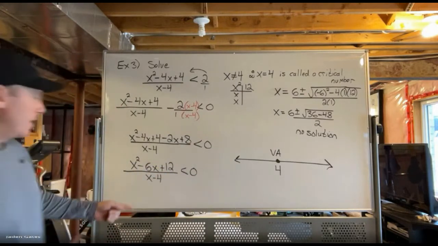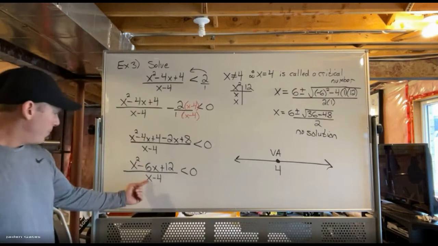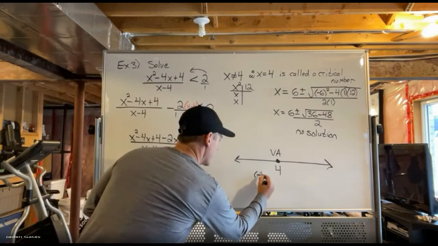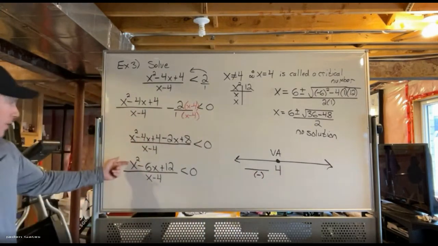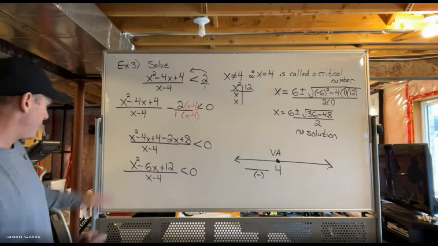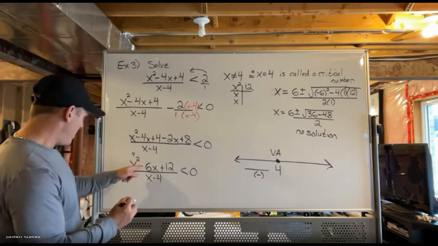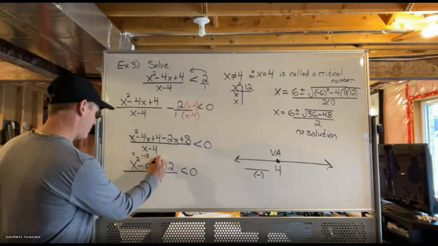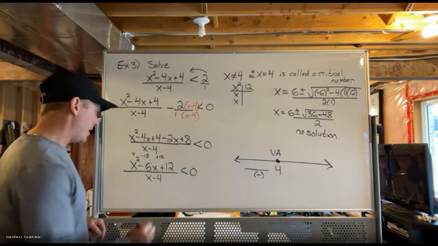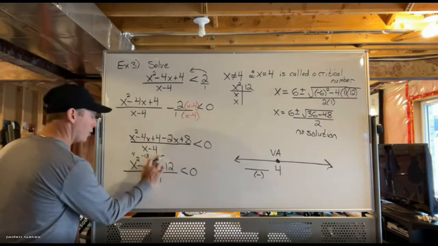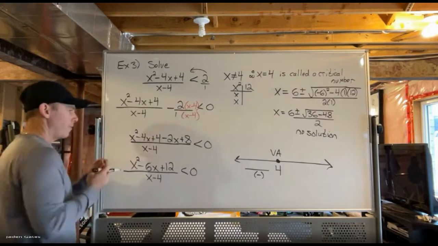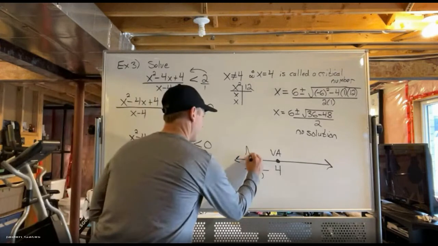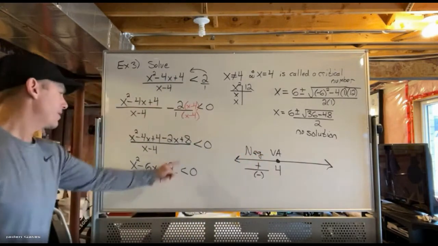value? And so a number left of 4, I would put, say, a 3 in there. A 3 in the bottom. Well, 3 minus 4 is negative. But I also have to worry about the top here. So I put in a 3 here. So 3 squared is 9, minus 6 times 3, that's minus 18, plus 12. That's actually going to be positive when I put a 3 into this top polynomial. So that's a positive. So on this interval, a positive divided by a negative is negative.